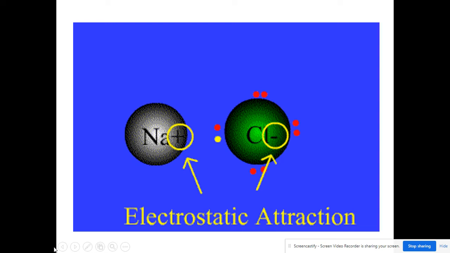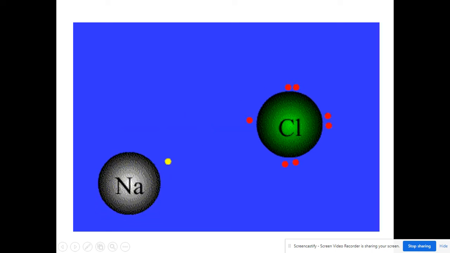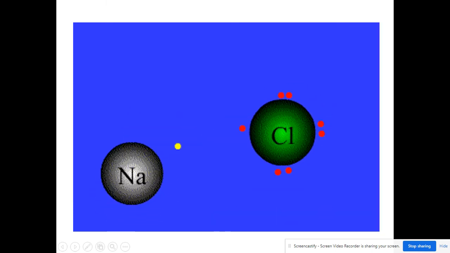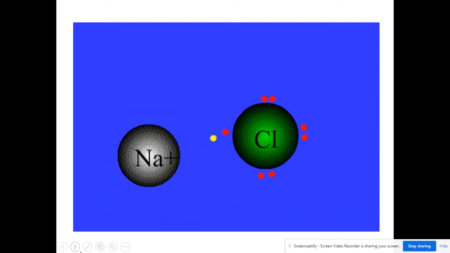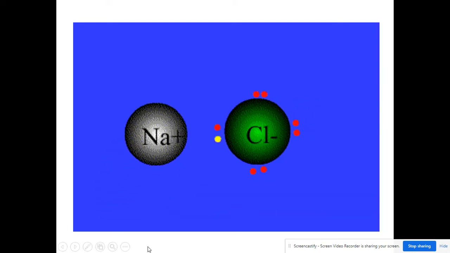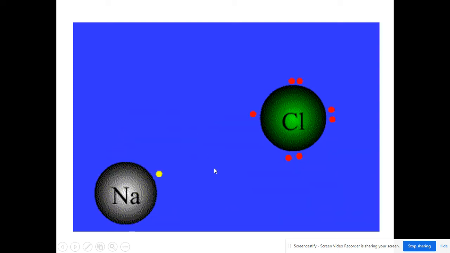So here we have sodium, where sodium is giving one of its valence electrons to chlorine. Now sodium has a positive charge. Chlorine likewise has a negative charge. They have opposite charges, so they're attracted to each other, and this is what forms sodium chloride. When this occurs, both sodium and chlorine gain a noble gas configuration. When they form the Na+ ion and the Cl- ion, they're very stable and attracted to each other.